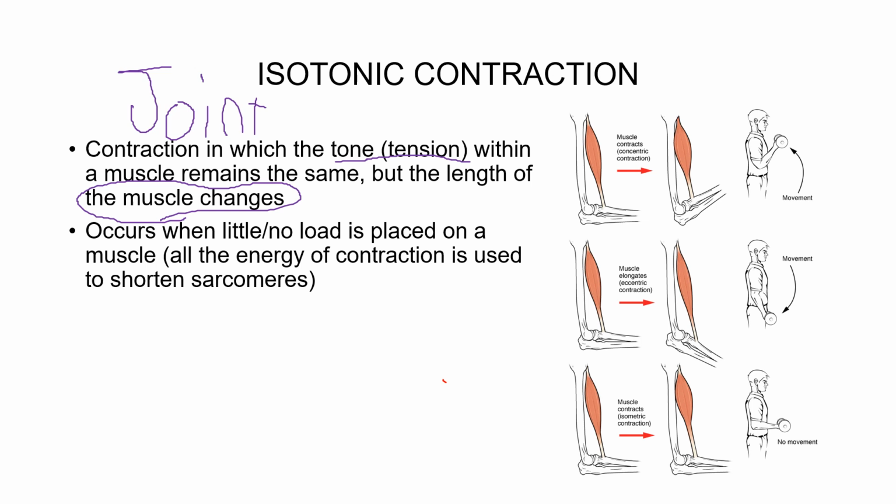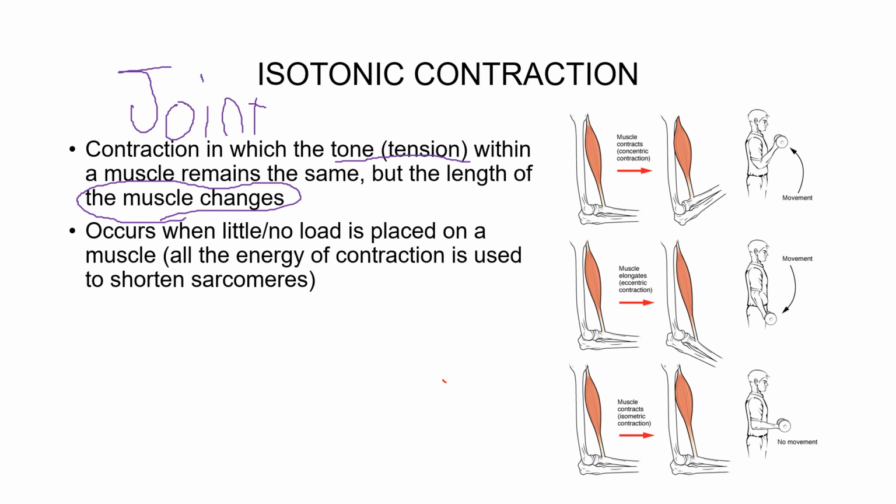Now, the second bullet point says it occurs when little or no load is placed on the muscle. That's not quite right, you can put a lot of load on the muscle. It's just your body's still able to handle it. So for example, if I'm bench pressing 160 pounds, I can move that up and down, up and down. That's an isotonic contraction because my joints can move it.